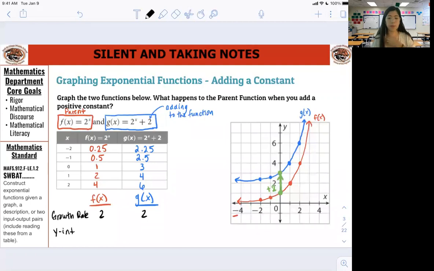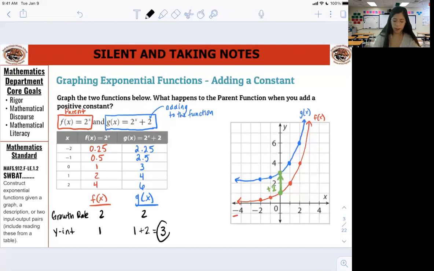What is the y-intercept for f of x? It's 1. Mathematically, how do you get the y-intercept for g of x? Add 2. So 1 plus 2 gives me 3. Anytime you have a transformed function, and you can always tell because it has a number at the end of it, either adding or subtracting a number, you can figure out the y-intercept by thinking, okay, what's the y-intercept of the parent function and what do I add to it to get my new function?